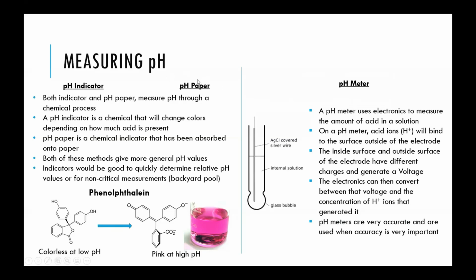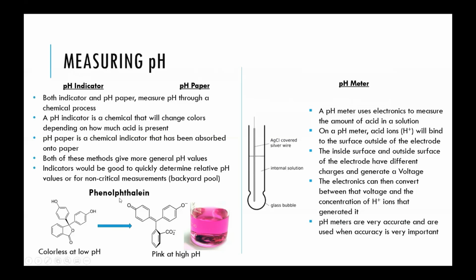pH paper, which you've probably used if you're measuring the pH of a pool or something, measuring the pH of water, is another chemical indicator. And all that is, is pH indicator that's absorbed onto a piece of paper. So that way, if you were to dip the piece of paper into water, say in a backyard pool, the color would change depending on what the pH is.